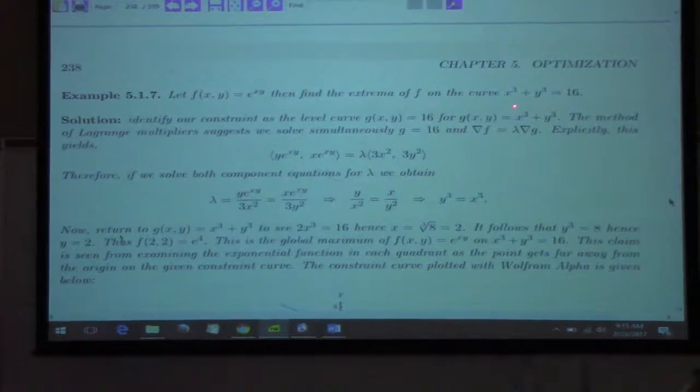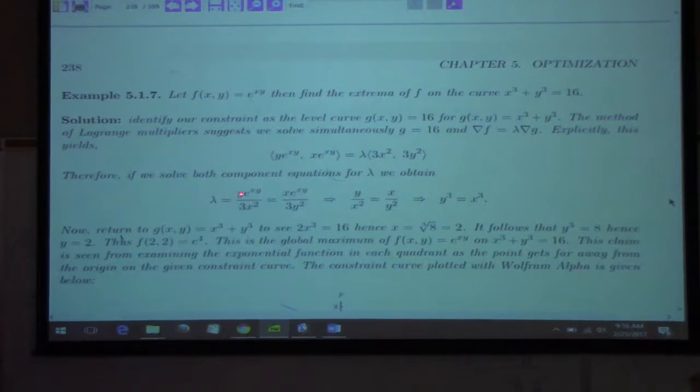g is 16, right? G is this is the g. So we'll use the method of Lagrange multipliers. We'll take the gradient of f, which is y e to the xy, x e to the xy, equals lambda times 3x squared, comma 3y squared. I can solve both of these for lambda. I think that's the easiest thing to do.